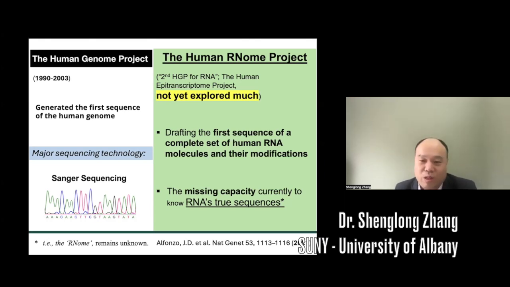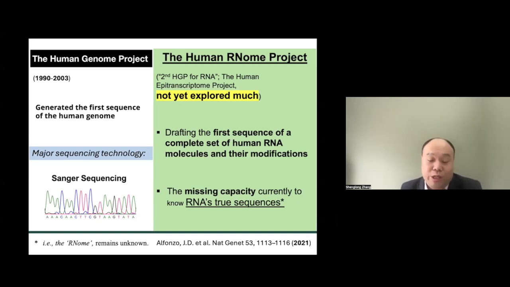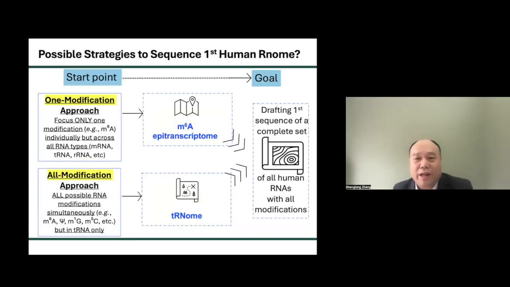In fact, we actually don't know the true sequence of RNA, or RNome. That includes the sequence of not just the four nucleotide bases A, C, G, U, but essentially all the possible modifications, as many as more than 170 different types. It's not trivial, as you can see, to determine the true sequence even for one RNA. Imagine how challenging it could be to determine the true sequence of all human RNA.